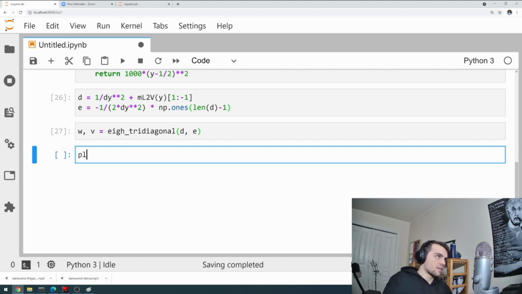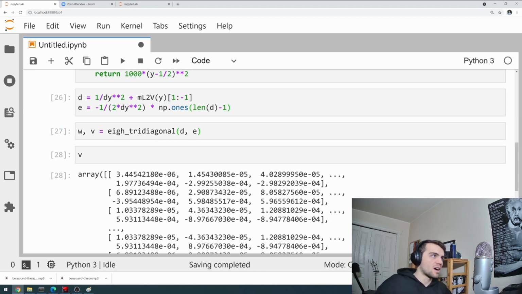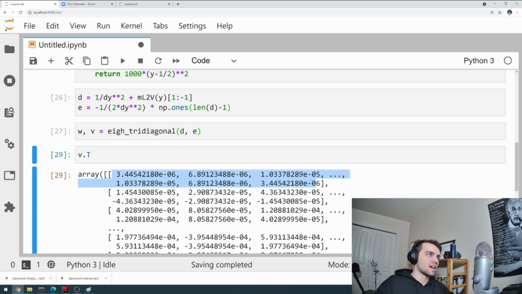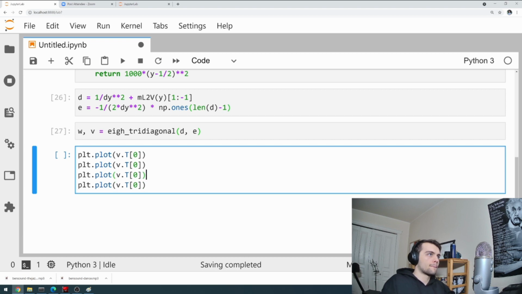We can plot our eigenfunctions. Because of the way it returns V, we need to transpose V, because our eigenfunctions are actually this, then this is our first eigenfunction. So it's a little bit confusing. It's across columns. So we transpose it, and then this becomes our first eigenfunction. So we can plot these eigenfunctions. Let's plot the first 4.